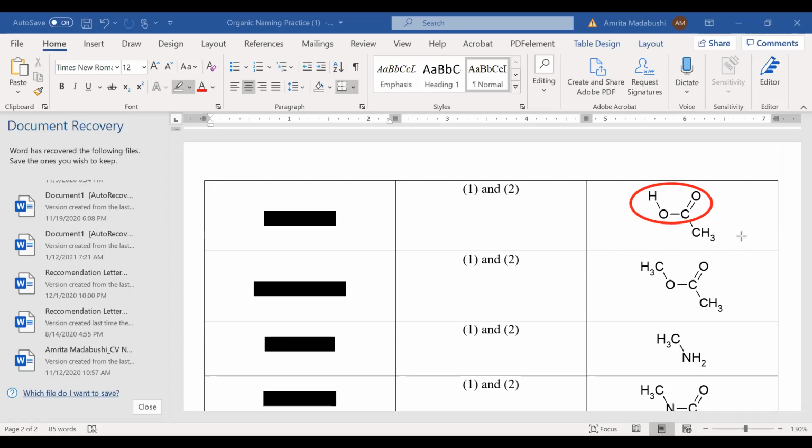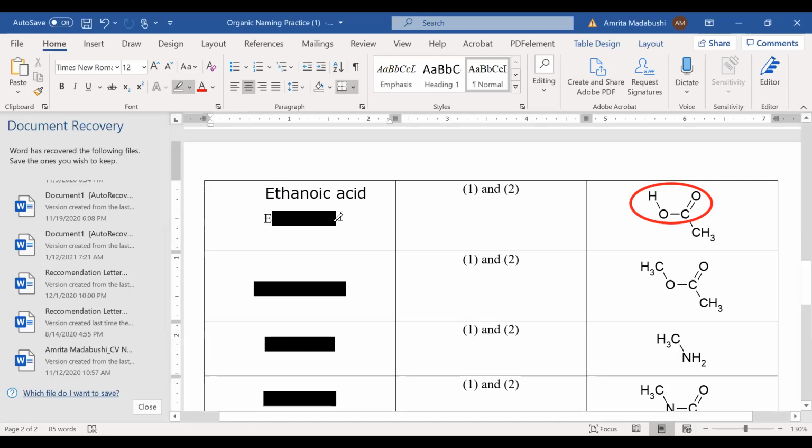Two carbon acid. What can be a 2 carbon acid? What is 2 carbon? It's ethane. Okay. Is that okay? Does that make sense? Yes, that makes sense. Okay, next one.